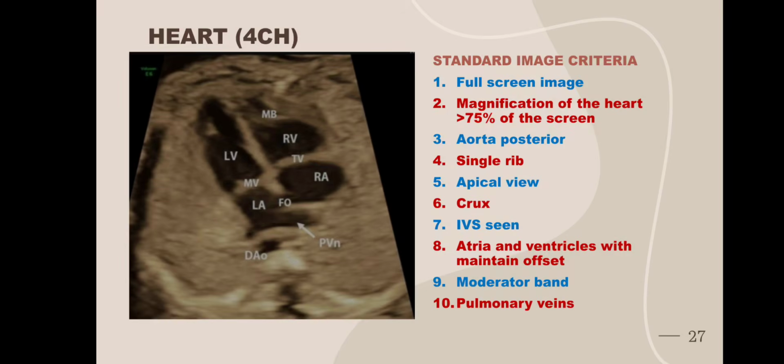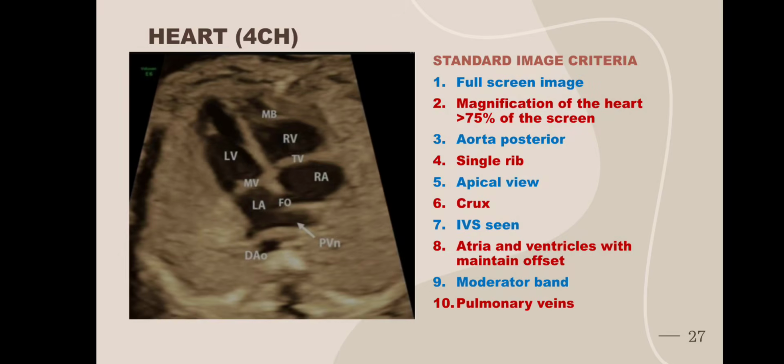Now come to the cardiac screening. Heart. This is a 4-chamber heart. Always the images should be in full screen and magnification should be more than 75% of the structure, or more than 75% of the heart. Magnification should be more than 75% of the screen.